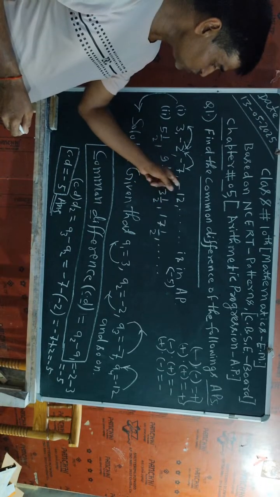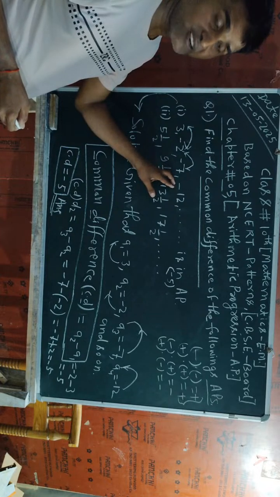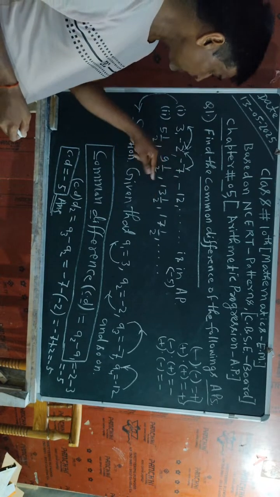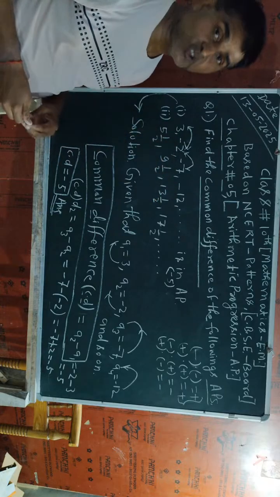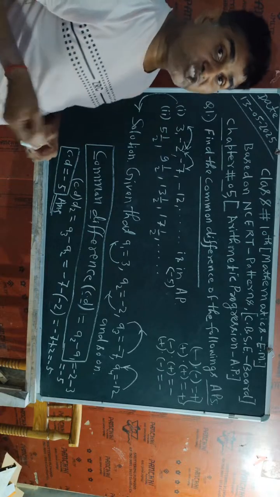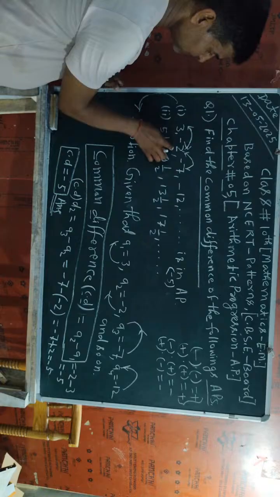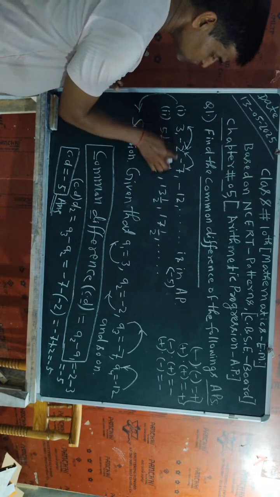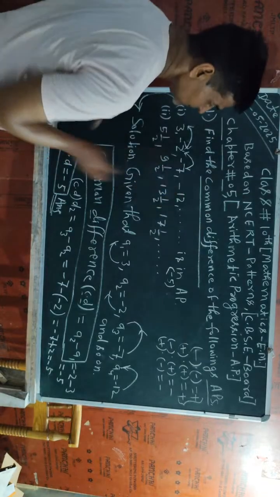that student has to take minus 12. So you will get the common difference, that will be 10. Otherwise a student will take minus 2 and minus 12, that is wrong. Okay, students. So the student has to take consecutive numbers. Consecutive numbers can be 3 minus 2, or minus 2 minus 7, or minus 7 minus 12.